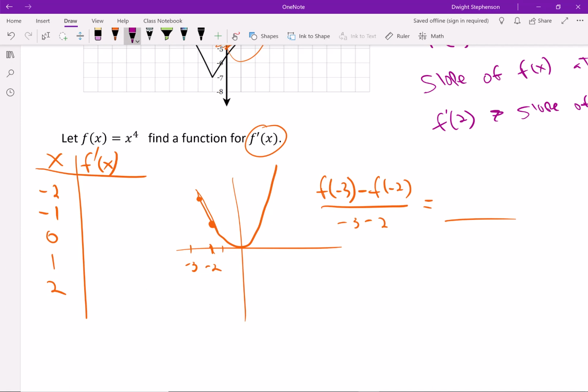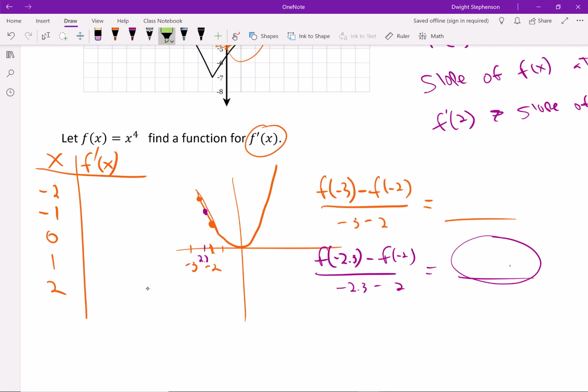And then we'd say, okay, I get that number, but that's not going to be very accurate. I'm going to choose a number even closer to negative 2. So I'm going to choose that one. Let's say the x value there is negative 2.3. I just chose something closer to negative 2. So f of negative 2.3 minus f of negative 2, over negative 2.3 minus negative 2. And we'd get an answer here. This would be a better approximation of the slope at that value. And then we're just going to choose numbers that are closer and closer to negative 2.